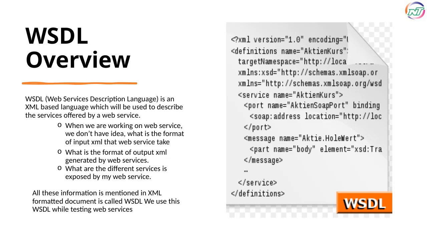WSDL is an XML-based language designed specifically to describe the functions and details of a web service. It provides a structured way to specify the expected inputs, the outputs, and the service endpoints, making it easier to interact with and test the web service. So, when you're testing or integrating with a web service, you rely on the WSDL document to guide your requests and understand the responses.